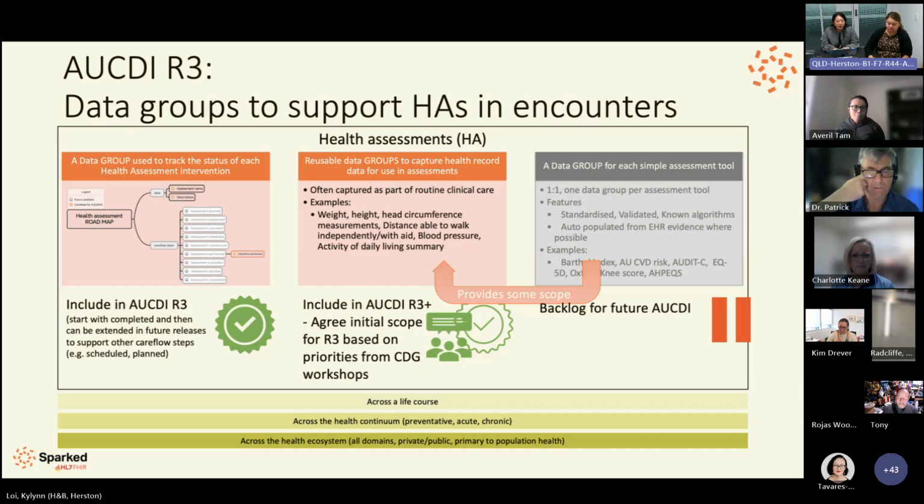And also look at creating some more data groups to capture data that you would use within the health record. So additional ones to support aged care, pediatric care, other things as well. So some of those other things like head circumference or perhaps distance, activities of daily living. We do recognise there's a whole bunch of things that we could possibly do around specific assessment tools, but perhaps for our first release, we focus on the underlying data groups, but using some of those assessment tools to help us provide the scope.